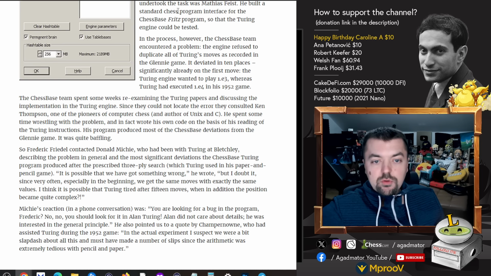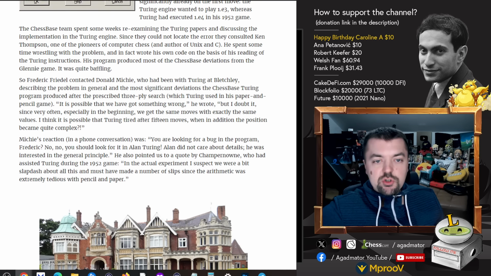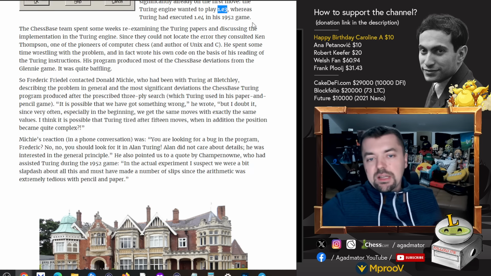And the programmer who undertook the task was Mathias Feist. He built a standard chess program interface for the ChessBase Fritz program so that the Turing engine could be tested. In the process, however, the ChessBase team encountered a problem. The engine refused to duplicate all of Turing's moves recorded in the Glennie game. It deviated in 10 places. Significantly, already on the first move, the Turing engine wanted to play 1.e3, whereas Turing had executed 1.e4 in his 1952 game. Thus the confusion in the video that I made.